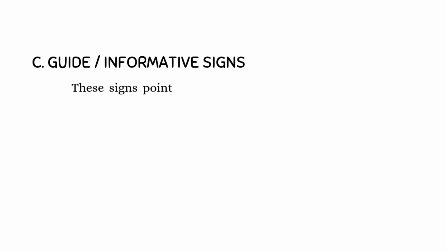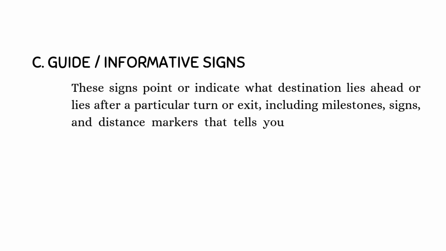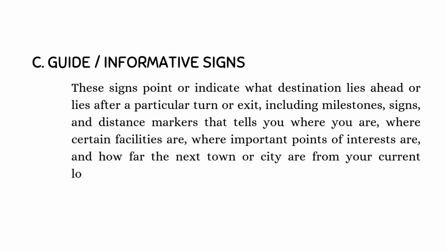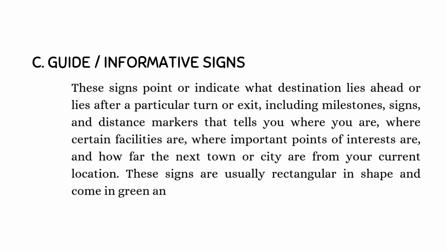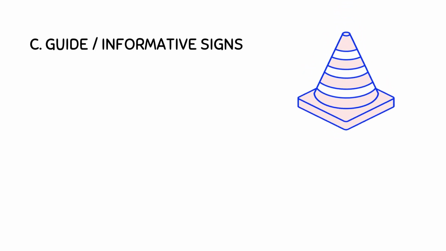See guide/informative signs. These signs point or indicate what destination lies ahead or lies after a particular turn or exit, including milestones, signs, and distance markers that tell you where you are, where certain facilities are, where important points of interest are, and how far the next town or city is from your current location. These signs are usually rectangular in shape and come in green and blue colors. The following are guide/informative signs.